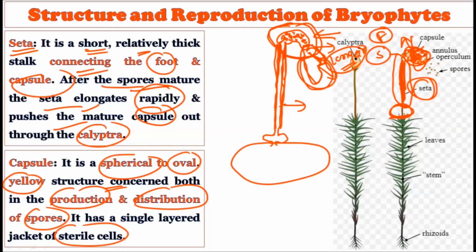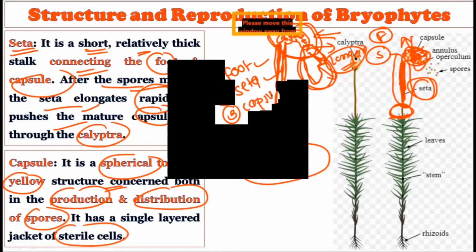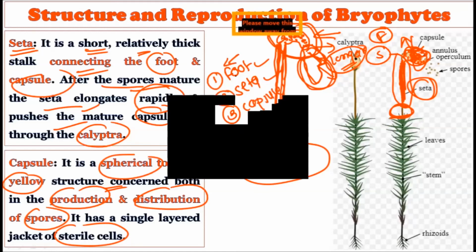Okay, so how is the capsule? It is spherical to oval, and this is yellow in color and it is responsible for the production and distribution of the spores. The mature sporophyte is divided into three parts. First is the foot, then we have the seta, and then we have the capsule. Now, the foot is directly attached to the gametophyte and absorbs nutrition for the rest of the sporophyte. Seta, on the other hand, connects the foot with the capsule, and seta elongates rapidly to push the capsule out of the calyptra, in order to disperse the spores to a longer distance.